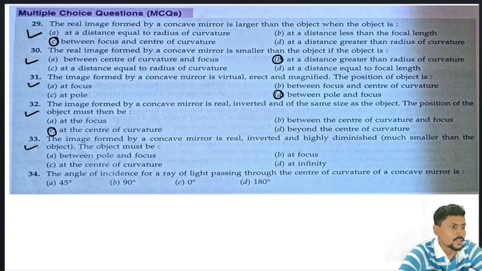Next question, the image formed by a concave mirror is real, inverted and highly diminished, that means much smaller than the size of object. Then the object must be where?